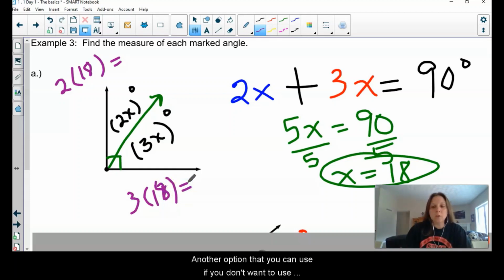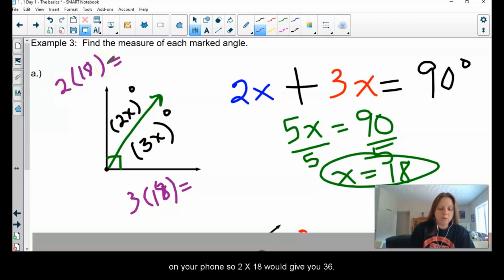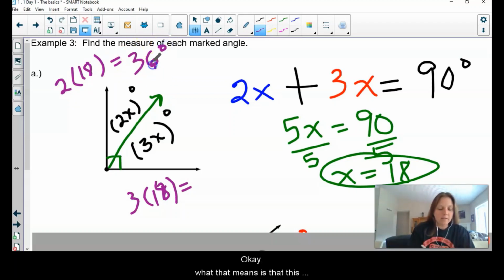Another option that you can use if you don't want to use decimals right now is you can just simply use a calculator on your phone. So 2 times 18 would give you 36. Okay, what that means is that this upper angle right here is 36 degrees.